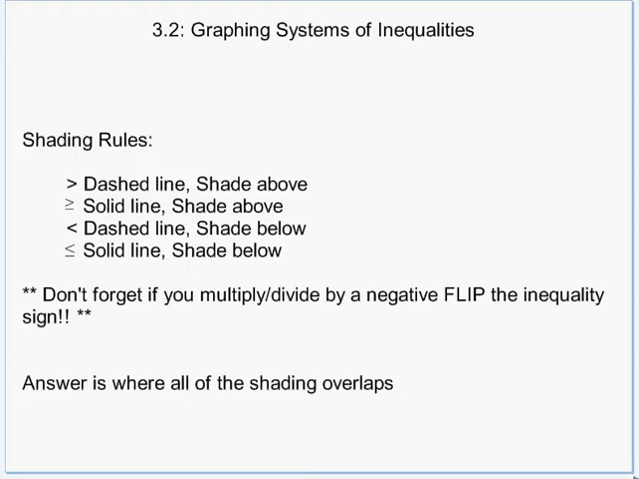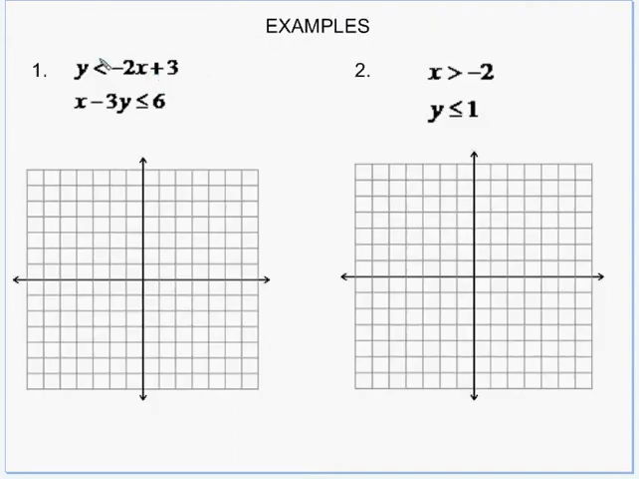Don't forget, if you're going to multiply or divide by a negative, you need to flip the inequality sign. Your answer for these is going to be where your shading overlaps. Now in our first example, both of these have to be in y equals, which the first one is, but the second one is not. So we need to put this in our slope-intercept form.